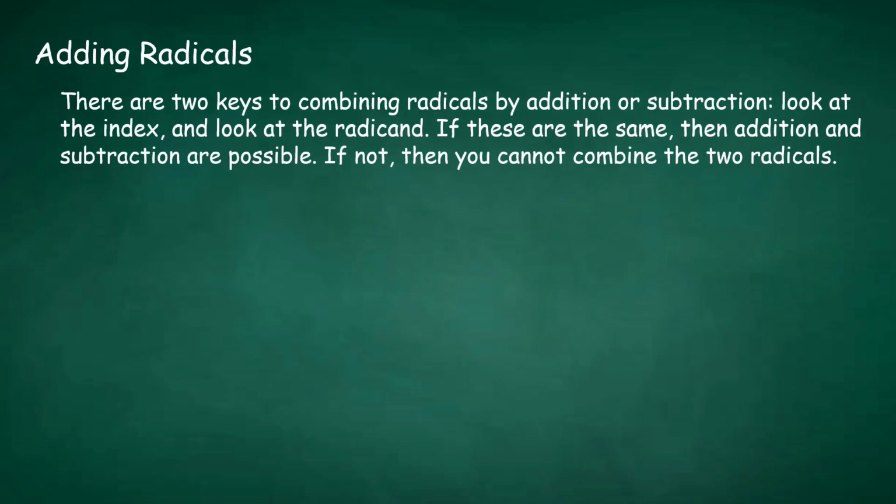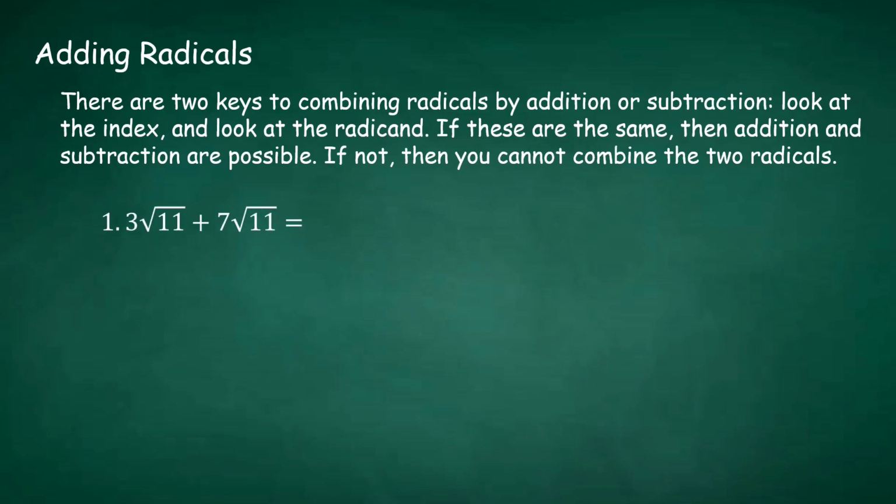Example of adding radicals. There are 2 keys to combining radicals by addition or subtraction. Look at the index, and look at the radicand. If these are the same, then addition and subtraction are possible. If not, then you cannot combine the 2 radicals.